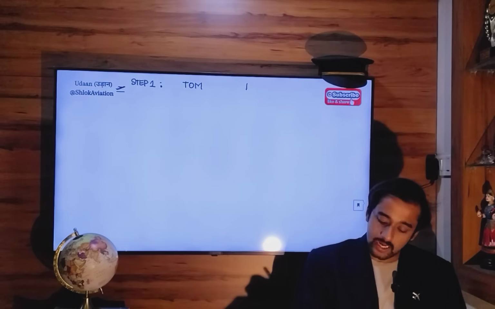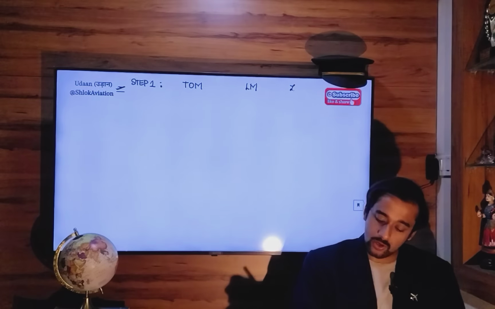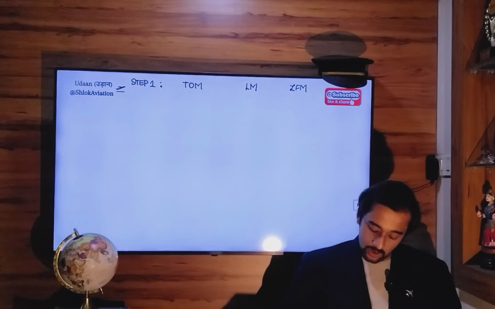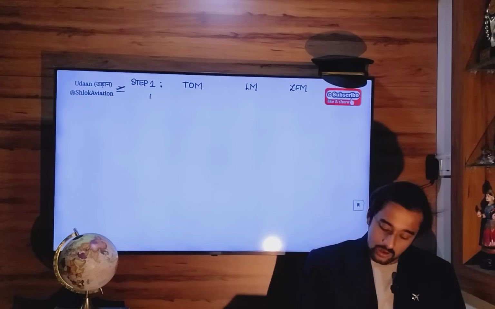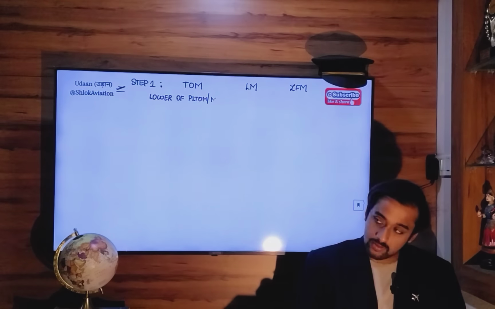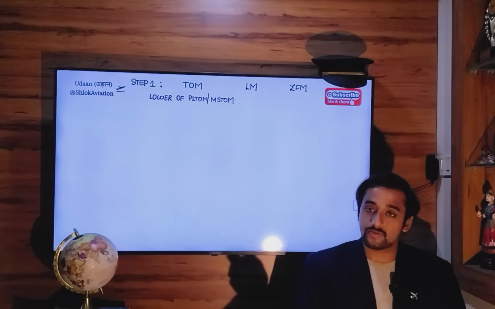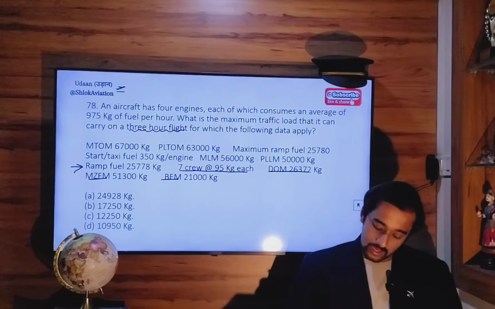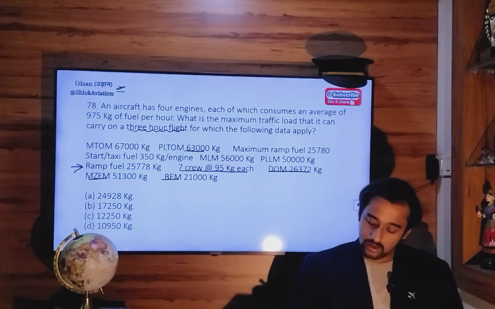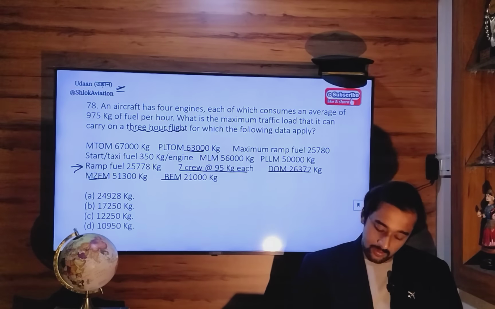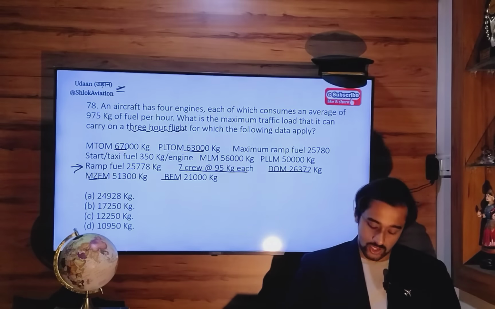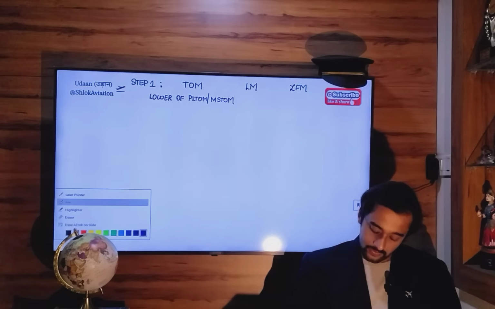Start with step 1, in which you have to make 3 columns, one for takeoff mass, second for landing mass, and the third for zero fuel mass. In the takeoff mass column, you are going to write the value which is lower of performance limited takeoff mass and maximum structural takeoff mass. Over here, performance takeoff mass is 63 and maximum takeoff mass is 67. So 63 we are going to consider.